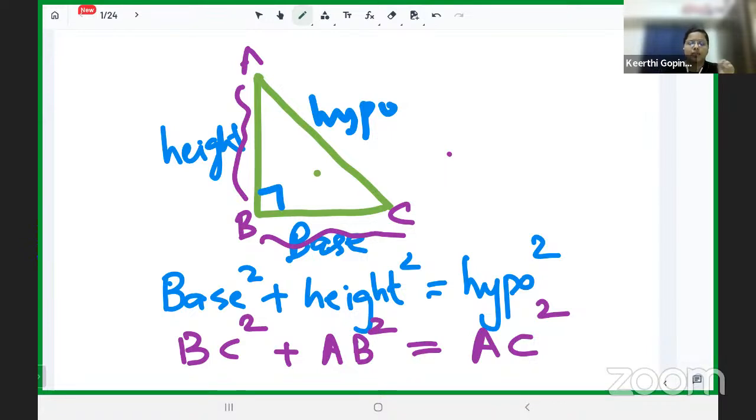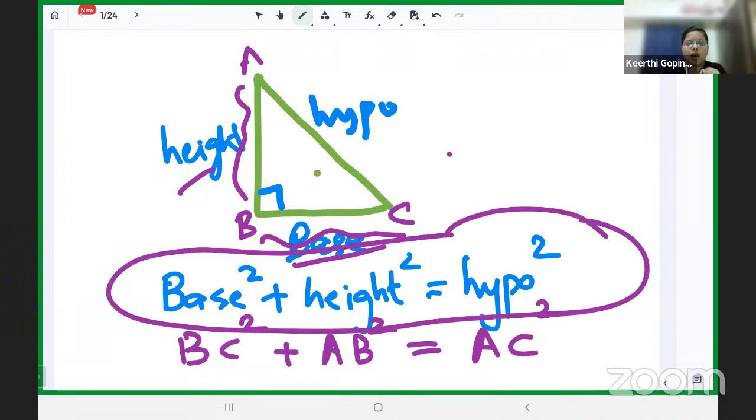So if you are given any two sides of a right angle triangle, we can find the third side by using this theorem, right? If you are given the base and height, then you can find the hypotenuse using this equation. Similarly, if you are given the hypotenuse and base, you can find the height also, right?